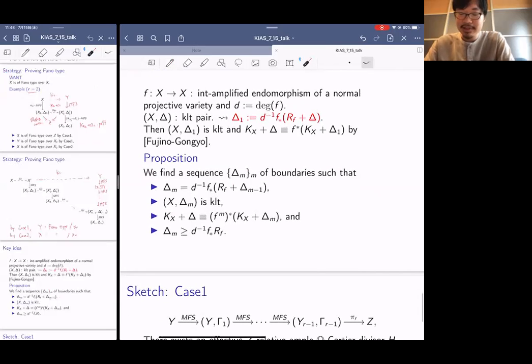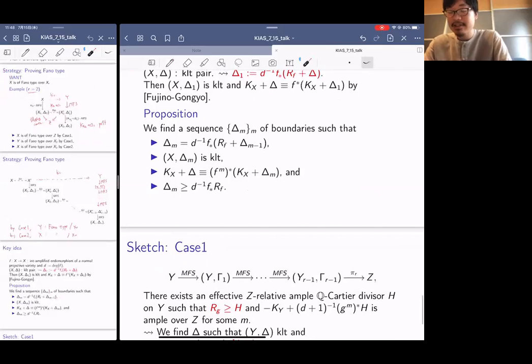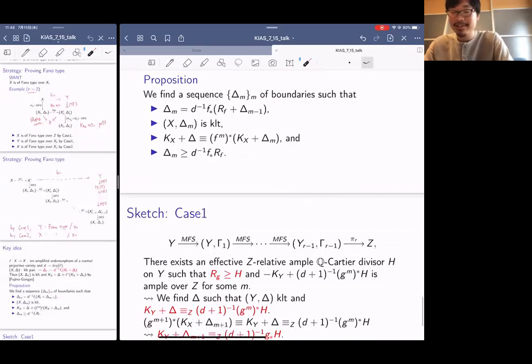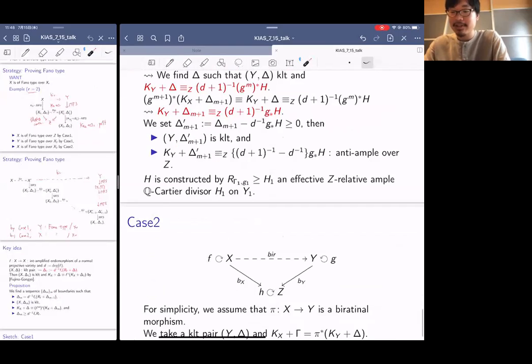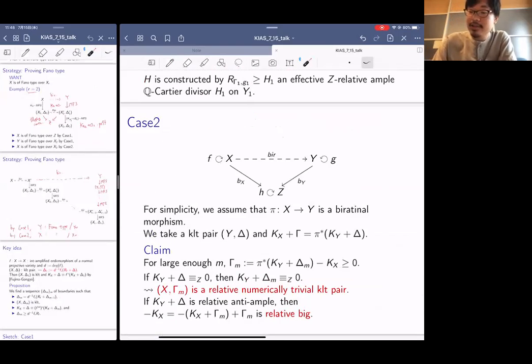Indeed, first we explain case 2. Case 1 is a bit complicated, so first we explain case 2. Case 2 is the setting. Taking an elimination of this birational map, we may assume that this pi is a birational morphism. And we take a klt pair (Y, delta), and we define gamma by this formula. In this case, gamma is not effective in general.